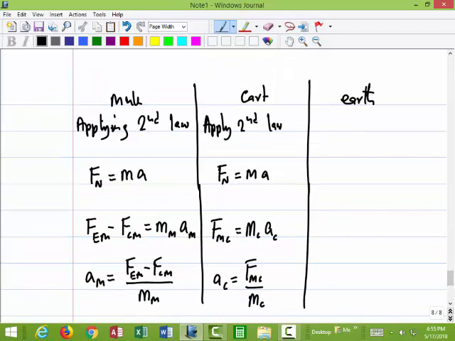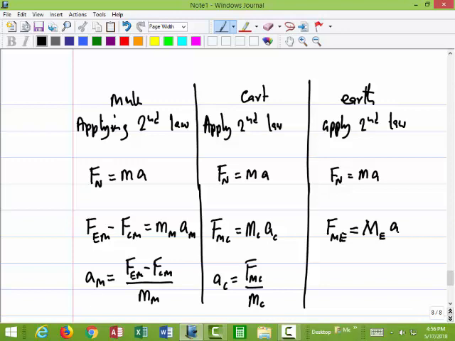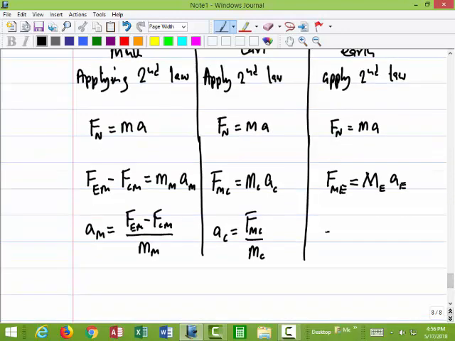And then for the earth, again apply the second law, and again the net force is equal to mass times acceleration. So the force of the mule on the earth is the only external force present, and that's equal to the mass of the earth times the acceleration of the earth. So from that we can say that the acceleration of the earth is equal to the force of the mule on the earth divided by the mass of the earth.